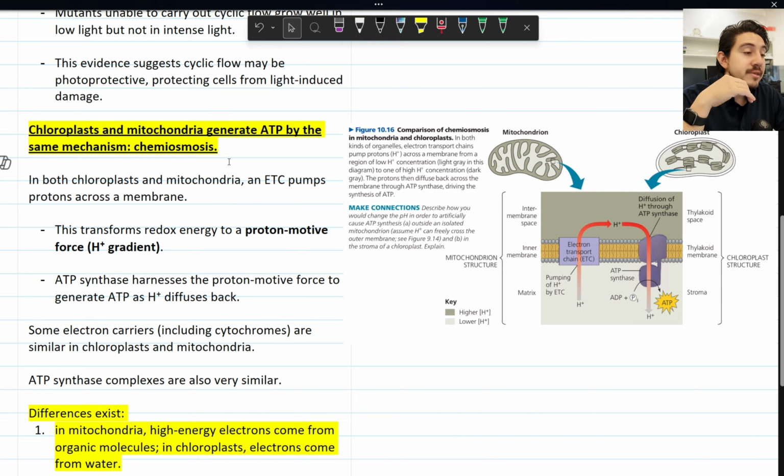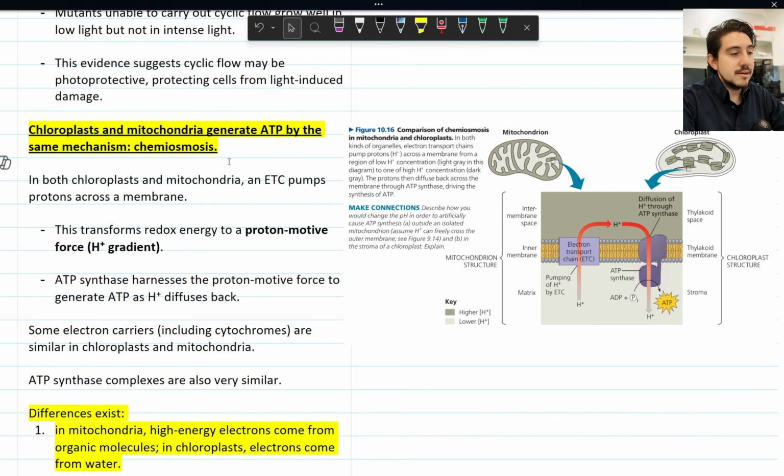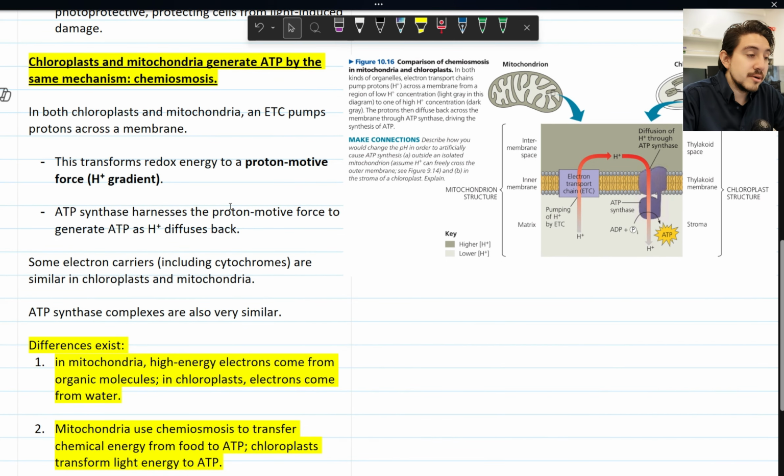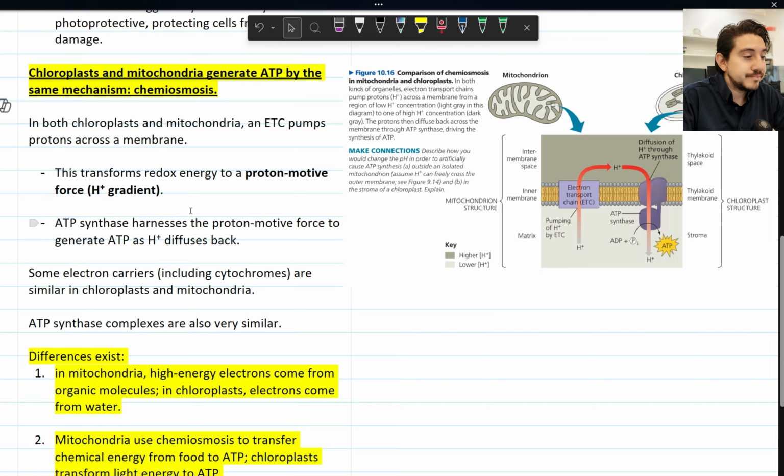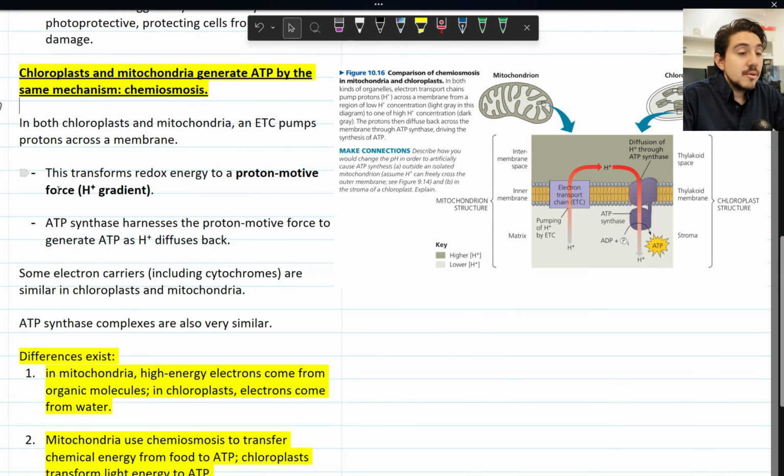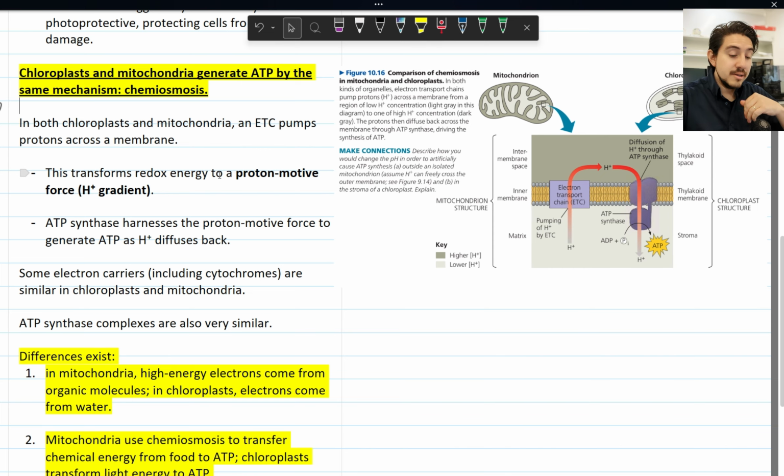Comparing and contrasting the electron transport chain and the overall procedures between mitochondria and chloroplasts could be potential questions on tests, right? So in both chloroplasts and mitochondria, the ETC, the electron transport chain, pumps protons across a membrane. This transforms redox energy. Remember, one gets oxidized, one gets reduced as it's going down and down this electron transport chain, ultimately to create a proton motive force, the hydrogen plus gradient.